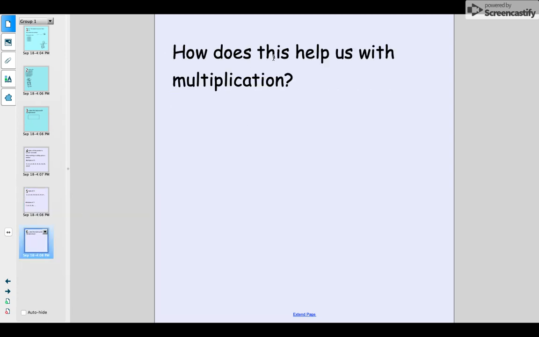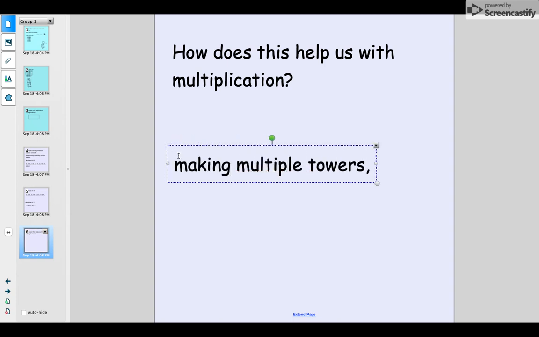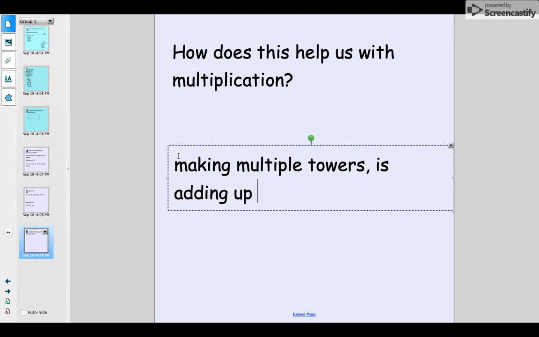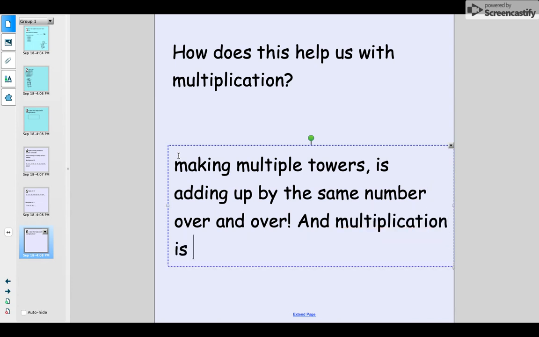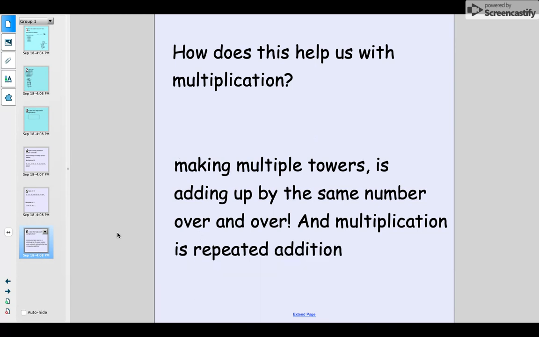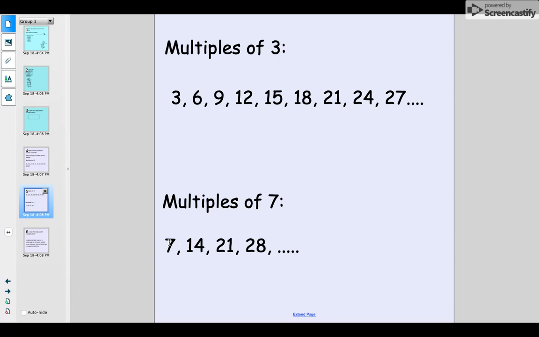So again, how does this help us with multiplication? Well, it helps us because making multiple towers is adding up by the same number over and over. And multiplication is repeated addition. So by adding the number up over and over, we're practicing our multiplication facts. Remember, if I want to find 7 times 3, I do 1, 2, 3, and it's 21.